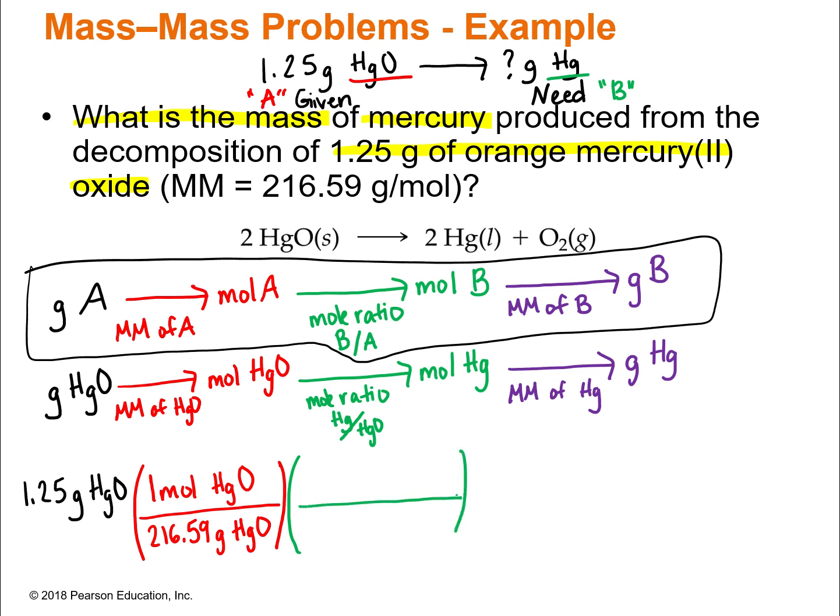Next is the mole ratio. And we said for this, it's going to be B over A, what we need over what we're given. Our B is mercury. So you look at the chemical equation, and you see 2 moles of mercury. That goes in the top. Go back to the equation for the mercury 2 oxide. That's our mole ratio.